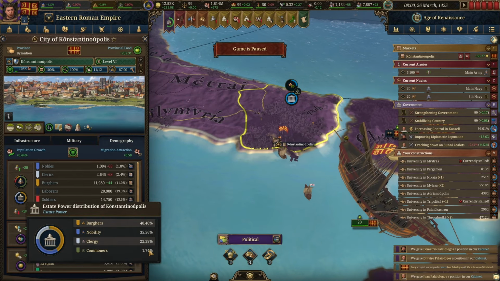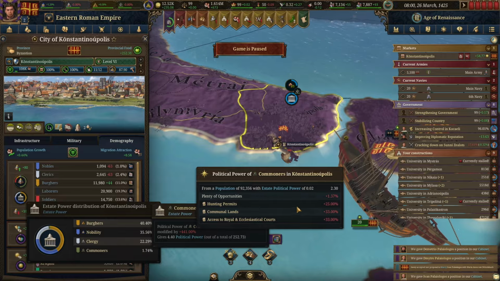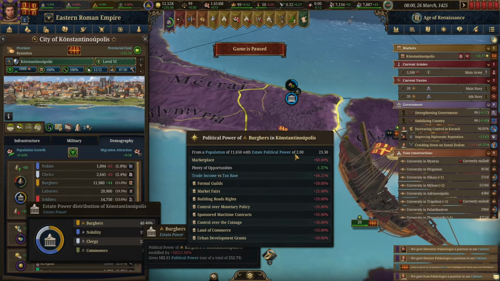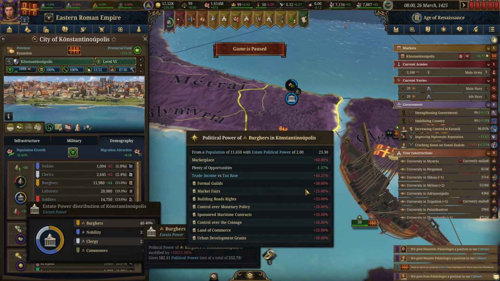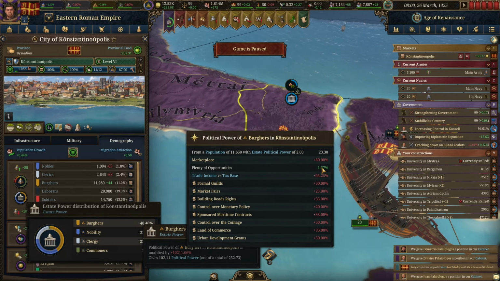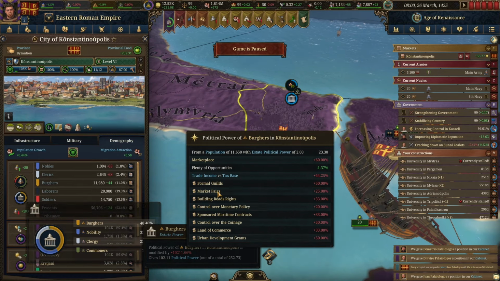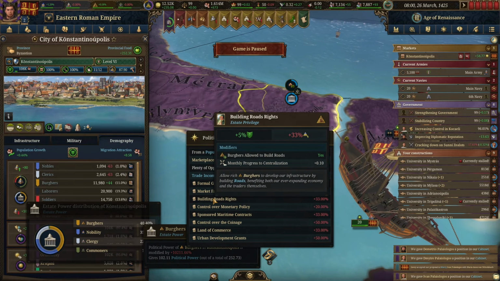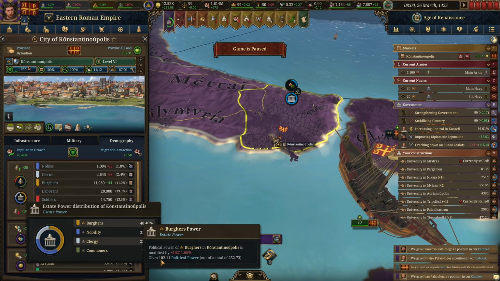If we check on some of the other estates, for example the commoners, and we hover over the red button, we'll see that a commoner produces 0.02 political power, while a burgher produces 2 political power. That 2 is then expanded based on the amount of pops in the province and then modified by these numbers. For example, we have the marketplace that is built in the province. We then have plenty of opportunity, our trade versus tax base, and then we have the estate privileges that have been handed out, further modifying the number. This leads to the estate having 102 political power in this location.